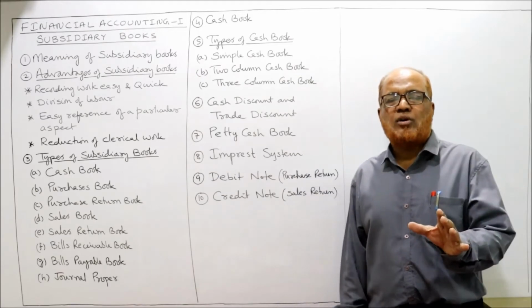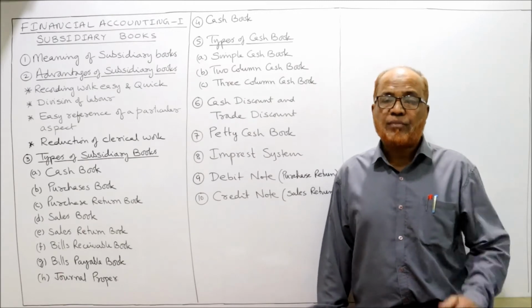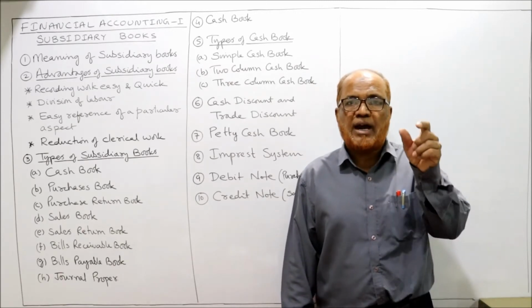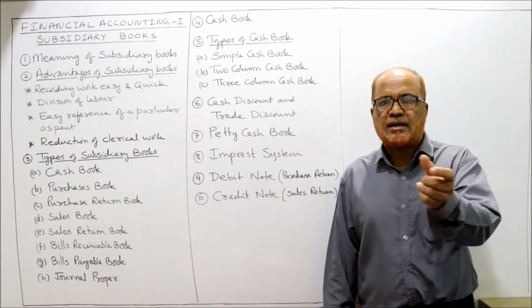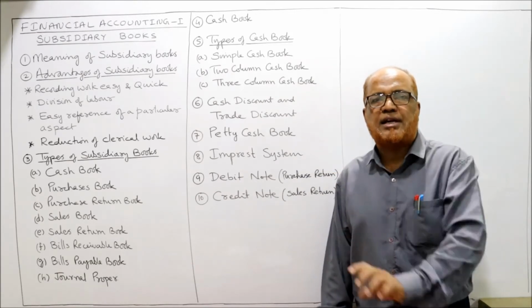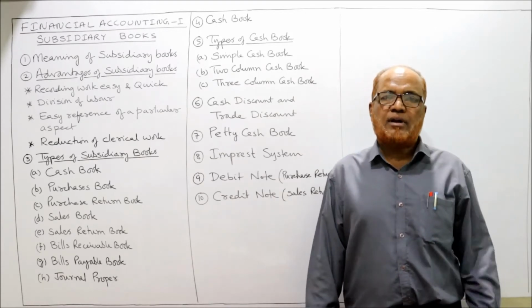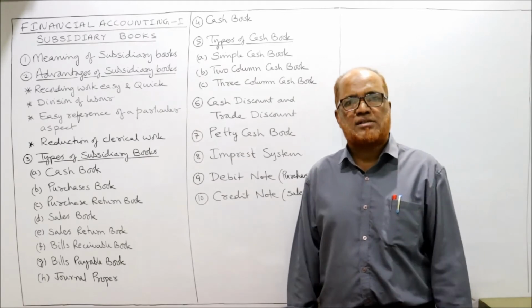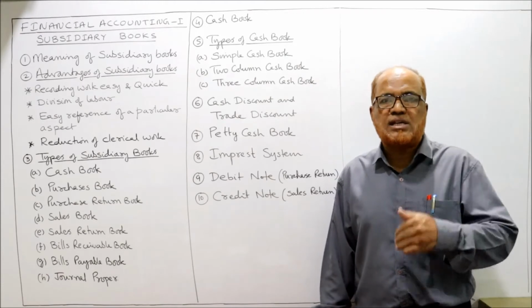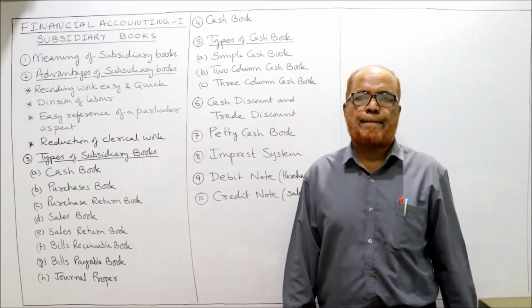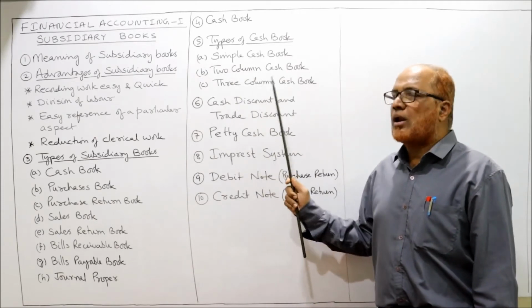Then two column cash book. In two column cash book, we open two columns on debit side and two columns on credit side. What are the two columns? Cash column and discount column. So cash column and discount column on debit side, with cash column and discount column on credit side. Debit side, the discount column will be discount allowed to customers. Similarly, credit side, the discount column is discount received from the creditors, from the suppliers. This is two column cash book. Now three column cash book.